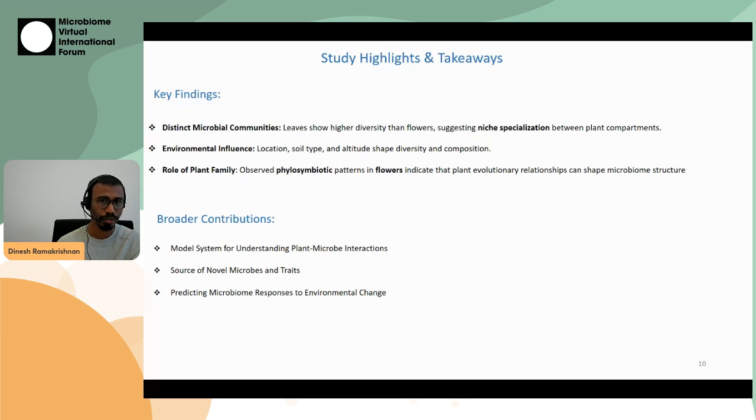So, concluding this, alpine plants offer us a natural model system to study plant-microbe interaction, contributing to the resilience and adaptation of these microbes. This research also helps us in understanding how these microbial communities are responding to environmental changes, such as climatic shifts.